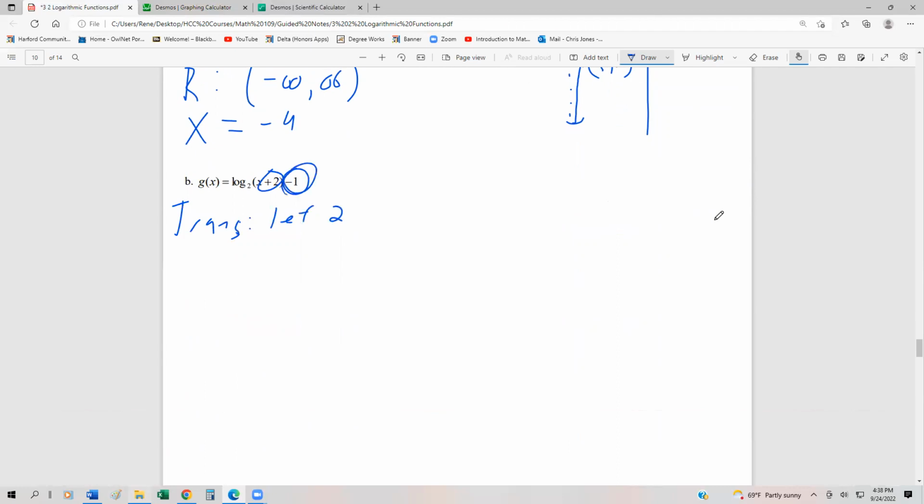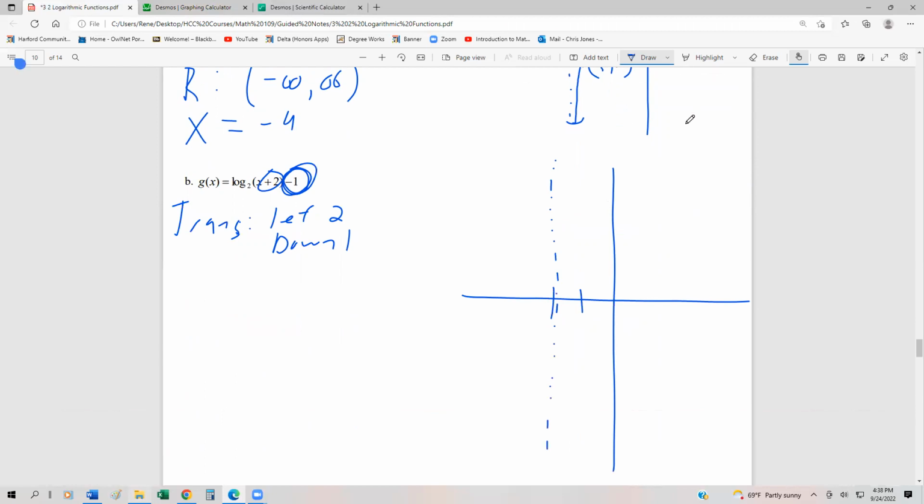We have a negative 1 on the outside, that means we're going to move down 1 unit. So our asymptote, instead of being at 0, is going to be at negative 2. Just imagine that goes through negative 2. What we can also do is take those 2 stationary points.